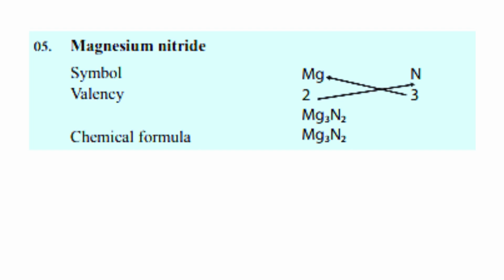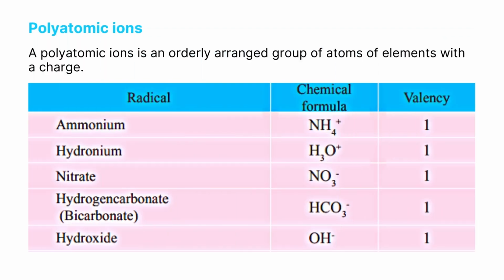So now let's see what are polyatomic ions. A polyatomic ion is an orderly arranged group of atoms of elements with a charge. Some common polyatomic ions are given in the below table. So you can see these are some compounds with different atoms containing a charge. So the valency of these are the charge of the compound.